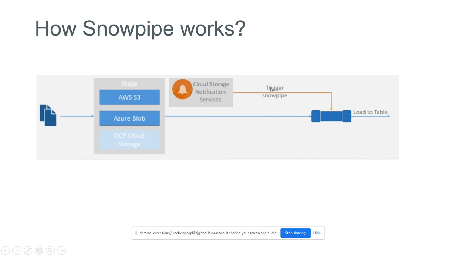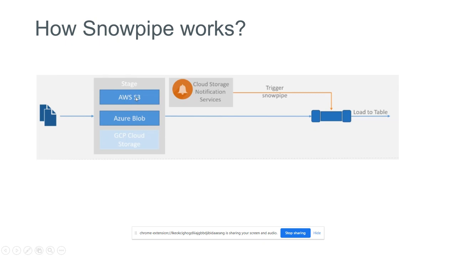Whenever it receives this trigger saying the file is ready to be loaded, immediately this Snowpipe will fetch the data file from this AWS S3 bucket and then load it into the table. It's a simple configuration, you can see. We have a source team who is copying the files to our cloud storage locations. Here we are setting two things. One is the storage integration between cloud storage and Snowflake, and the second thing is cloud storage notification services.